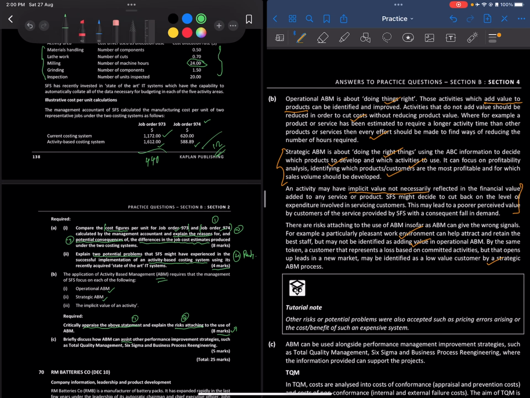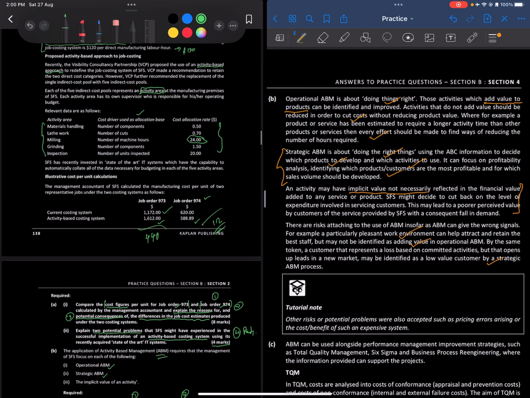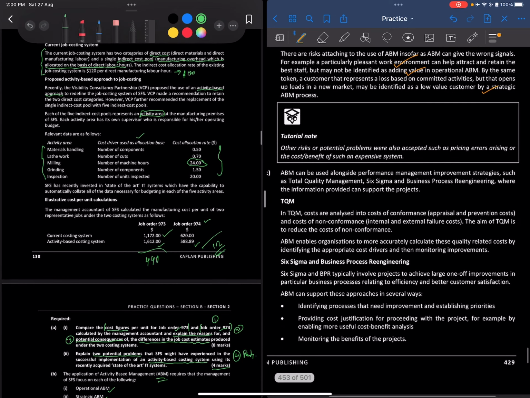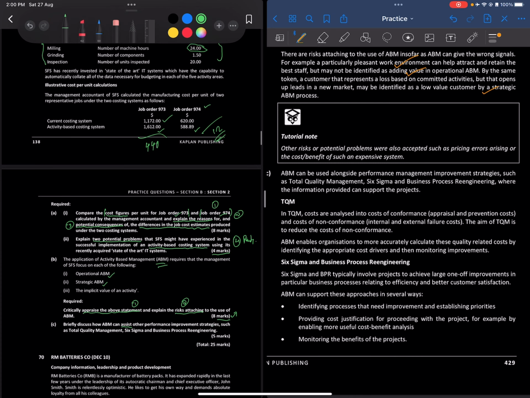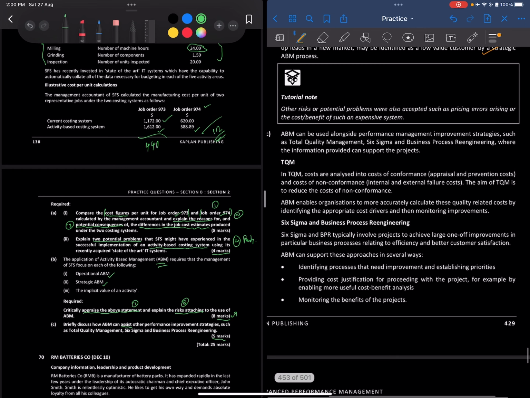And then we need to discuss how ABM can assist other performance improvement strategies, right? How it can assist. So let's discuss TQM and everything they have suggested. It's for 5 marks, 5 points that we need to come out with. So ABM can be used alongside different performance measurement strategies, right?